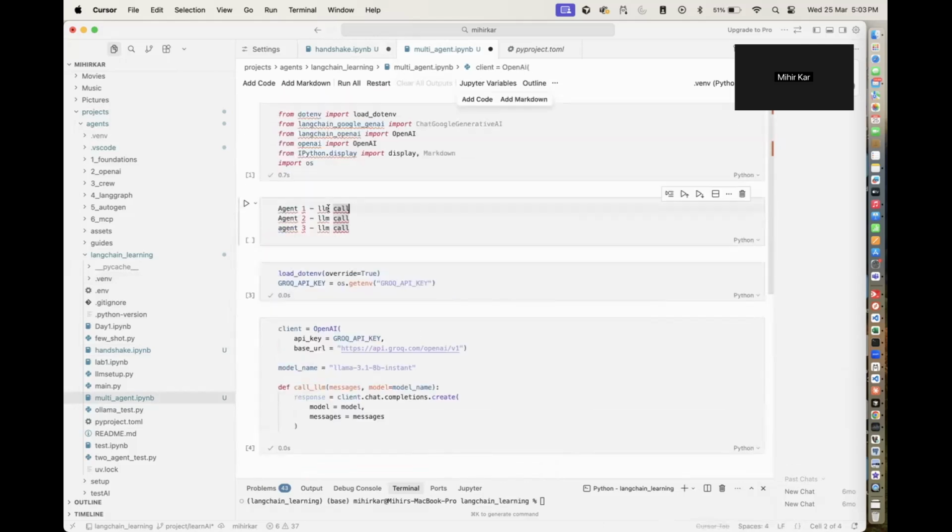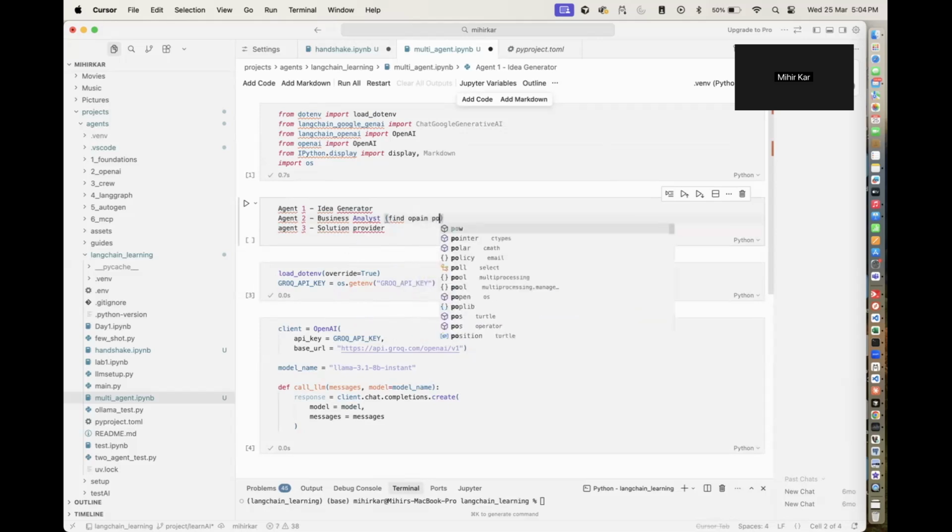Okay, let's create, basically here we'll create agent one as an idea generator. Then agent two will be our business analyst. Then agent three will be our solution. So agent two will find the pain points from the business. Okay.